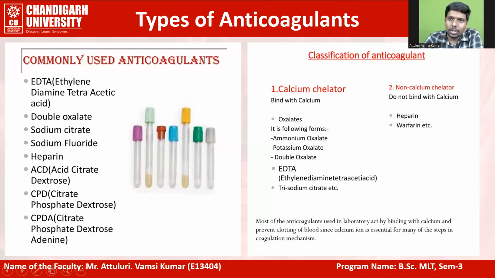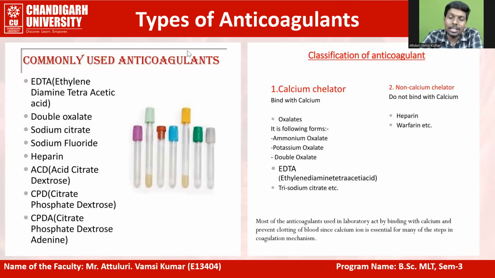Basically, these anticoagulants are broadly divided into two categories: calcium chelators and non-calcium chelators. As I stated previously, calcium chelators are the chemicals that will remove calcium from the blood. Some examples include oxalates such as ammonium oxalate, potassium oxalate, and double oxalates. The most commonly used among these is EDTA, ethylene diamine tetraacetic acid. Then non-calcium chelators include heparin and warfarin.